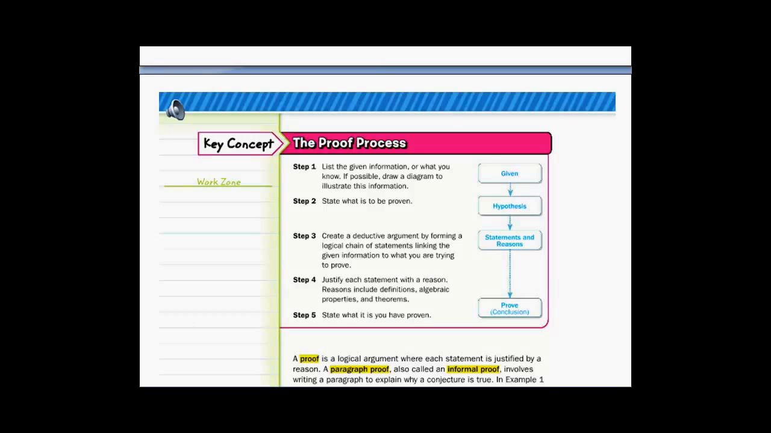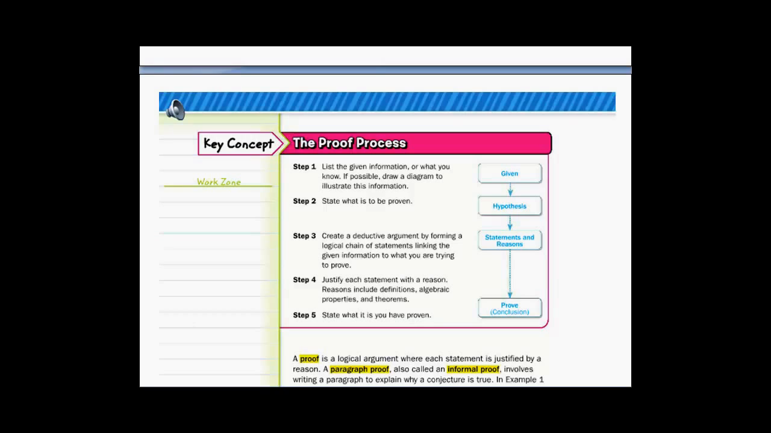Just like if you went outside and said, oh, it's cold today. Well, your definition of cold and somebody else's definition of cold may not be the same thing. But if you set a glass of water out on the sidewalk and you come back in an hour and it's frozen into ice, it's definitely cold. That would be a widely accepted fact. All right, so a proof is a logical argument where each statement is justified. That's the key to proofs. They have to be justified by a reason.